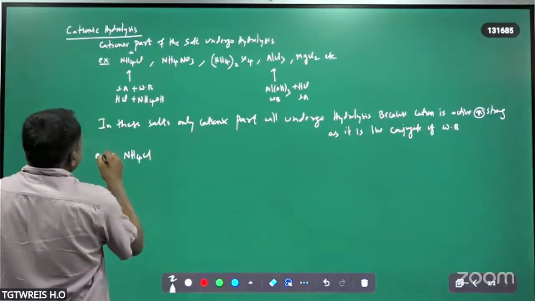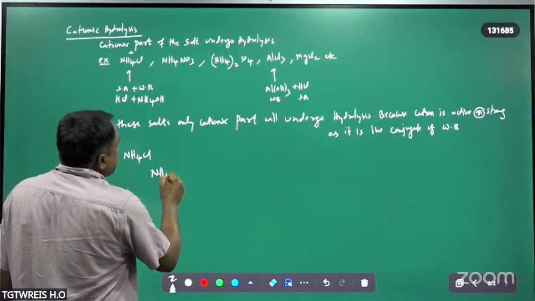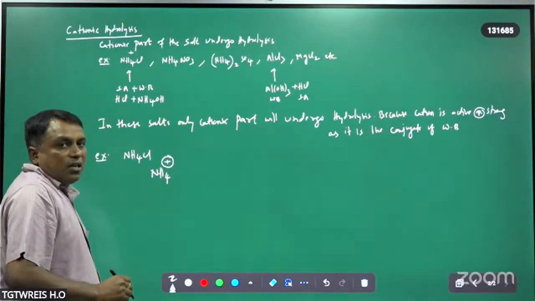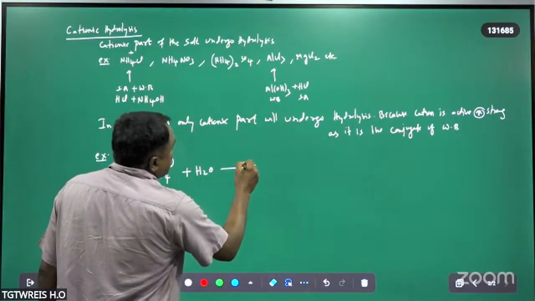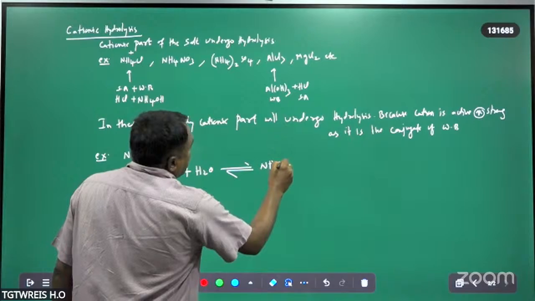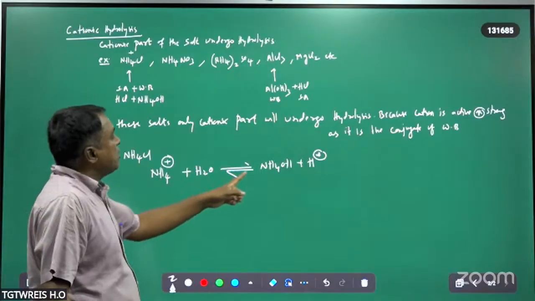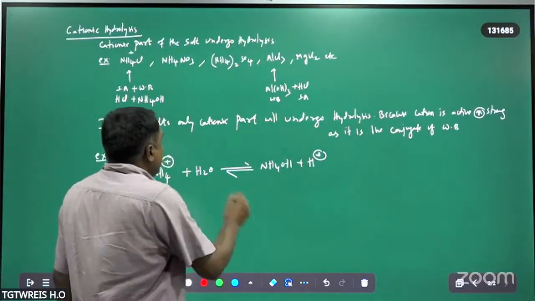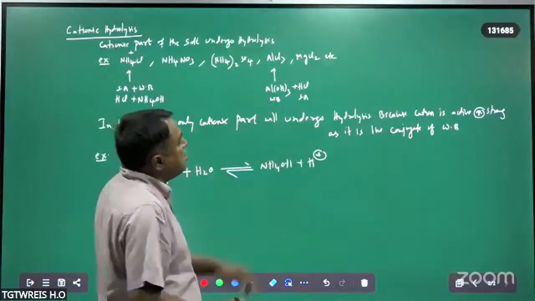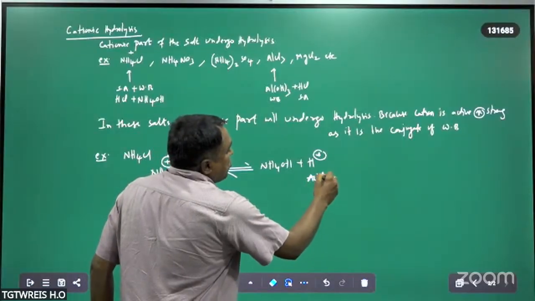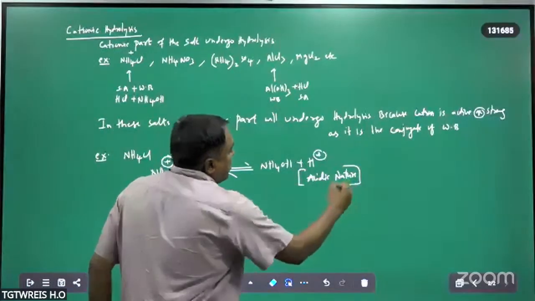Let us consider a salt like NH4Cl. In this, NH4+ is the cationic part of this ammonium chloride, undergoing hydrolysis to form what? Ammonium hydroxide plus H+. So NH4+ plus water gives rise to NH4OH plus H+. So when ammonium chloride is dissolving in water, you will get a solution which is acidic in nature because it is producing H+ ions. Acidic in nature. So this is very, very important.